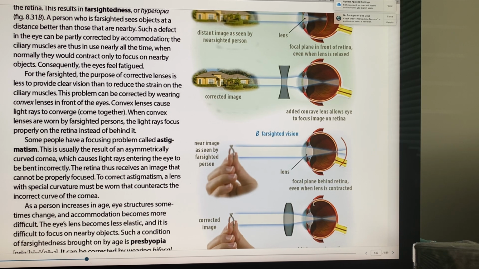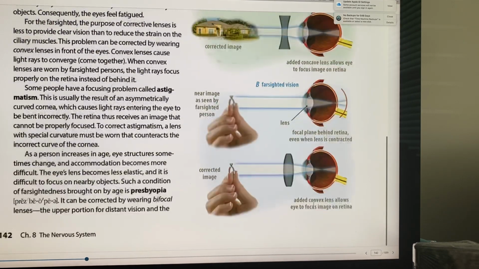And then there's presbyopia, and that's basically when the eye lens tends to be less elastic. So you tend to be more farsighted, and this happens with elderly people like me when you just start getting more farsighted. Sometimes we have to have bifocals or trifocals for this, for presbyopia.